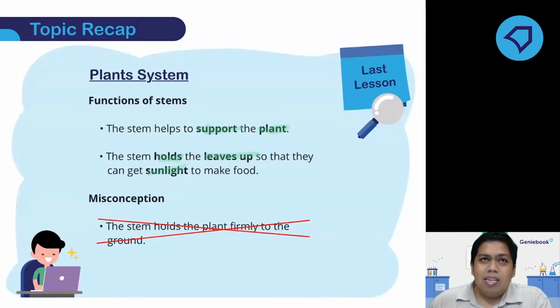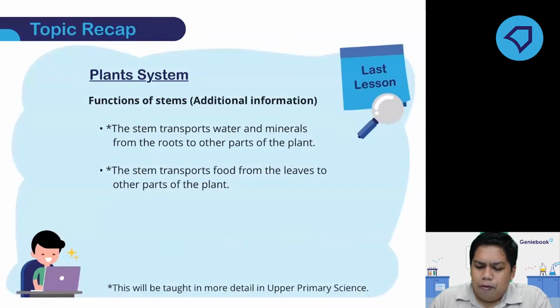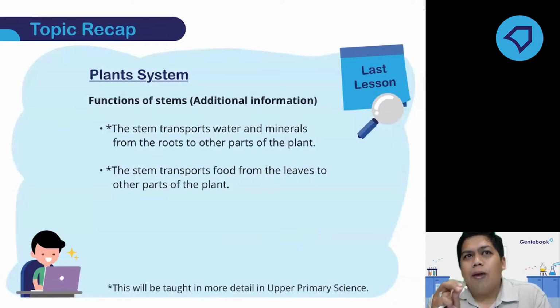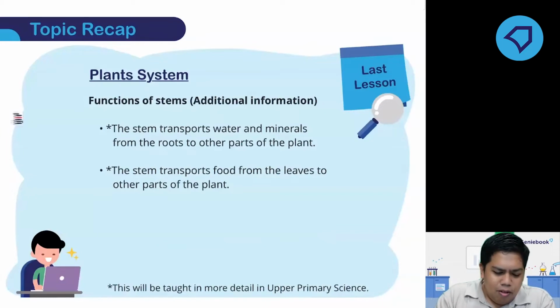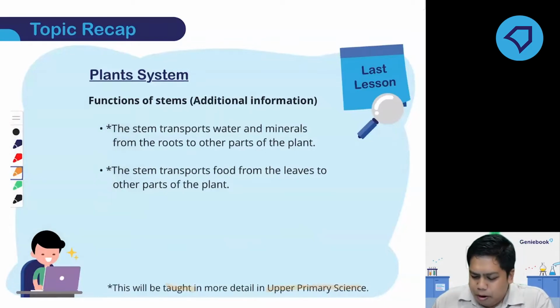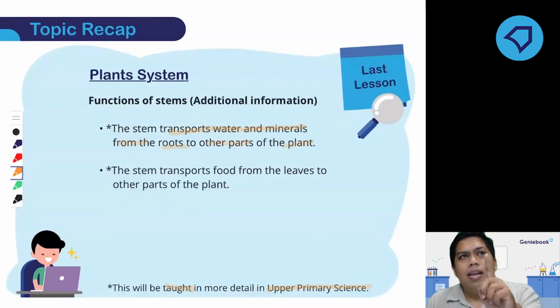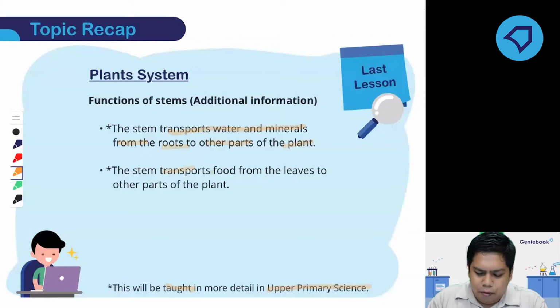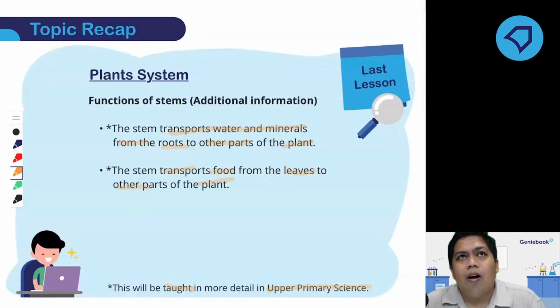All right. So this is about stems. And then some of you mentioned about the transport of water or food inside the plants also. So this is just to emphasize to you that this will be taught to you later on in the upper primary level. Upper primary science, where the stem transports water and minerals from the roots to other parts of the plant. That's one. And then secondly, the stem transports food from the leaves to other parts of the plant. So you must know the direction of the flow of water and minerals and also the flow of food.